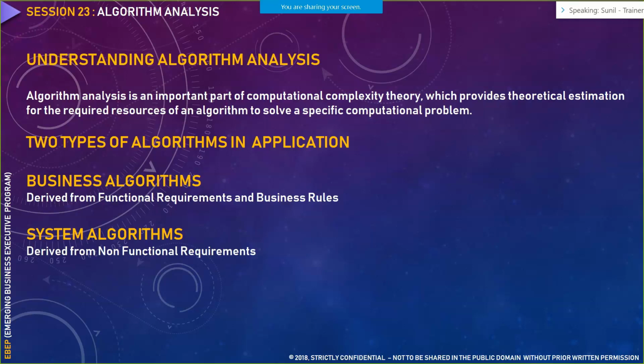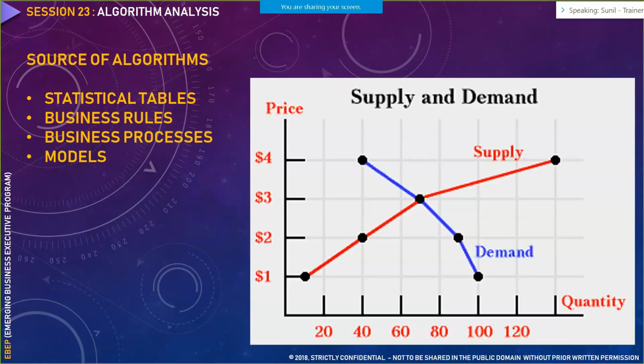Now, system algorithm is something that comes under the scope of your development team, whereas the business algorithm is something that falls under the scope of the business analysis team. Now, if we consider the source of algorithm, there are various sources which we need to refer to when we design a particular algorithm.